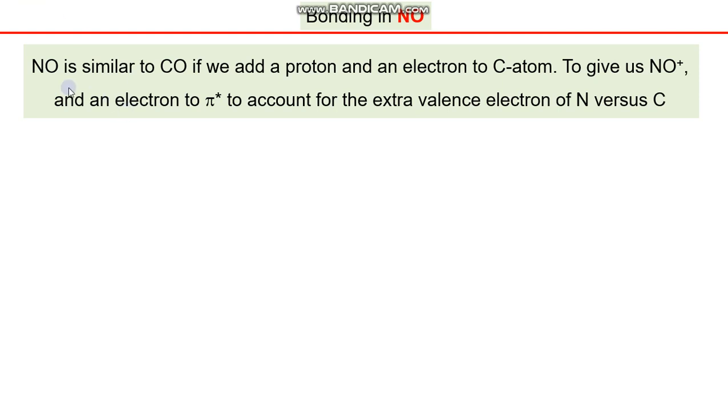So we are familiar with bonding in carbon monoxide and nitrosyl, and the only difference between carbonyl and nitrosyl is the addition of one electron and one proton. And when we add one electron and a proton to carbonyl, it becomes equivalent to nitrosyl. This strategy is very useful in explaining bonding in nitrosyl.